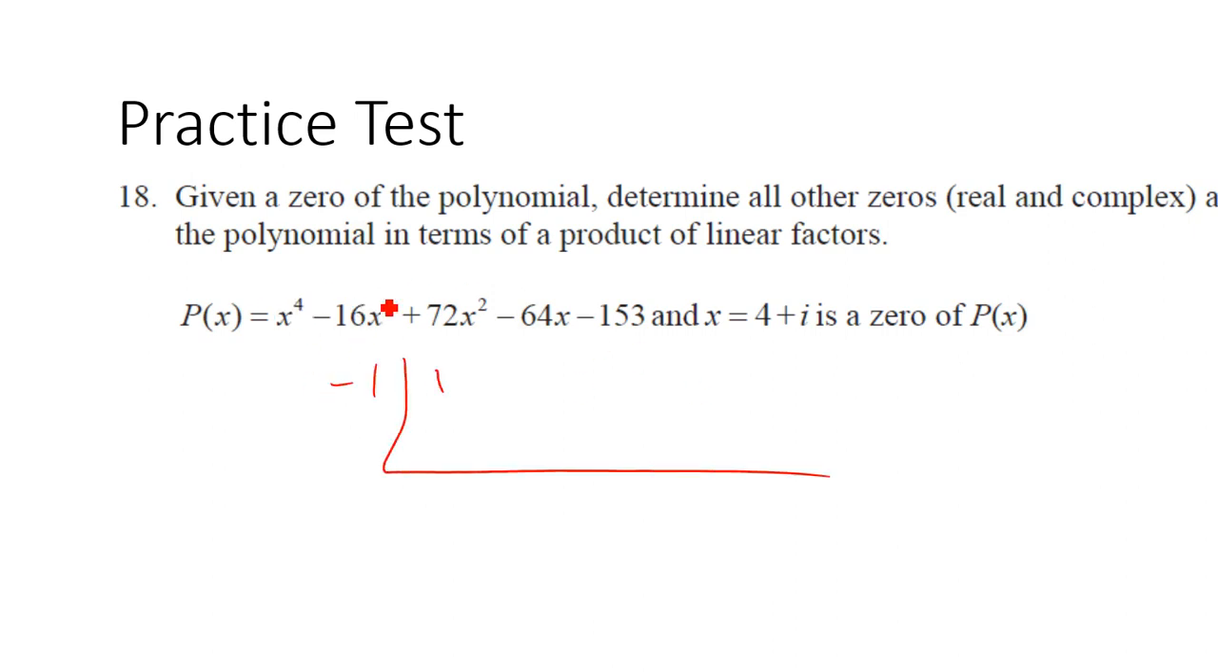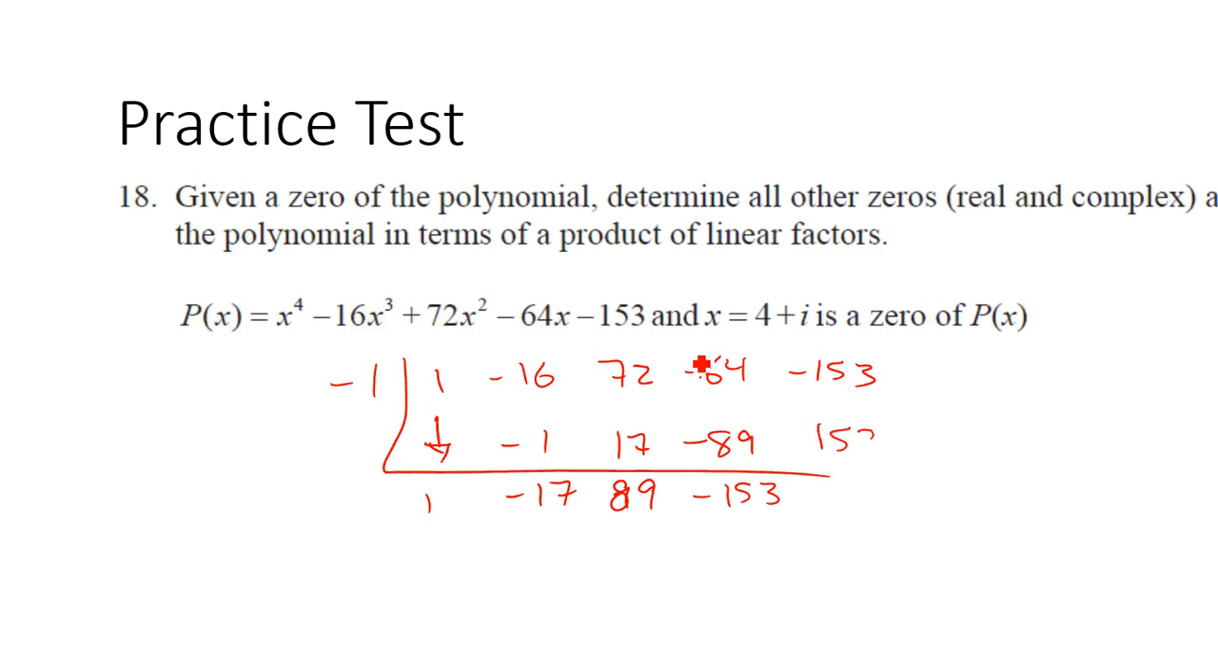We'll go synthetic. 1, negative 16, 72, negative 64, negative 153. And off we go. 1, negative 17, 89. Is that right? Yeah. Negative 89, and that is negative 153. We get 0. So that comes out.